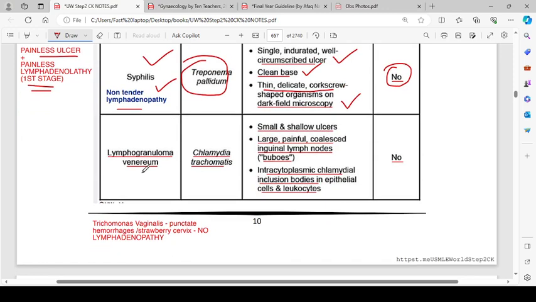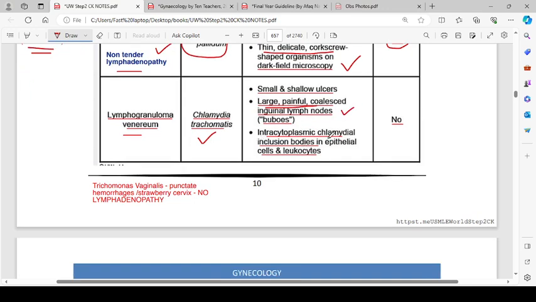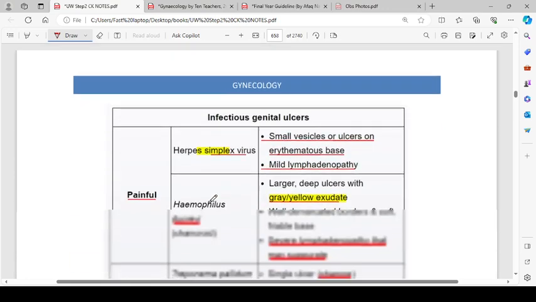not painful. Lymphogranuloma venereum, Chlamydia trachomatis causes this, with small and shallow ulcers, large painful coalesced inguinal lymph nodes or buboes, intracytoplasmic chlamydial inclusion bodies in the epithelial cells and leukocytes, and no, the lesions are not painful. Trichomonas vaginalis, punctate ulcers, punctate hemorrhages with strawberry cervix, and there will be no lymphadenopathy.